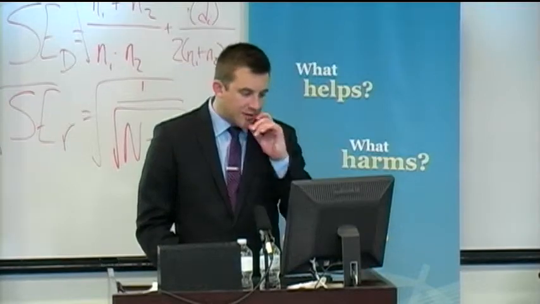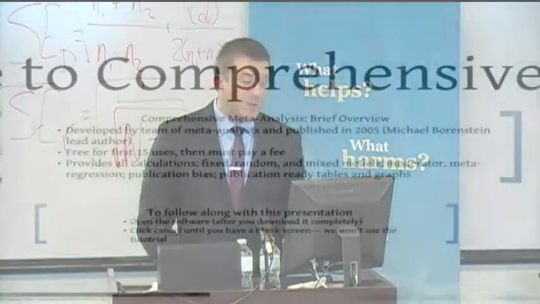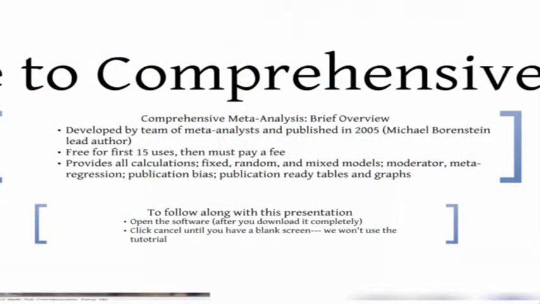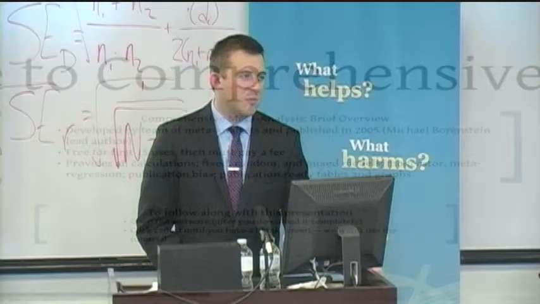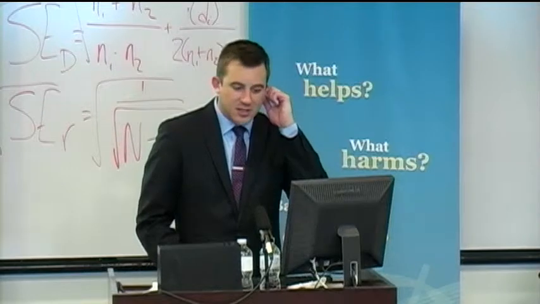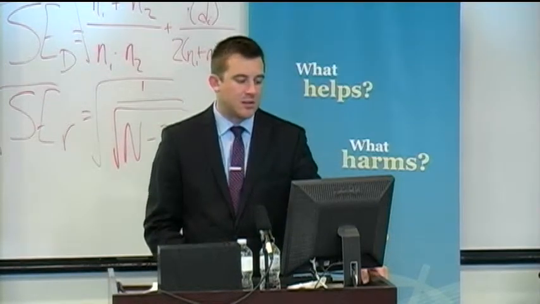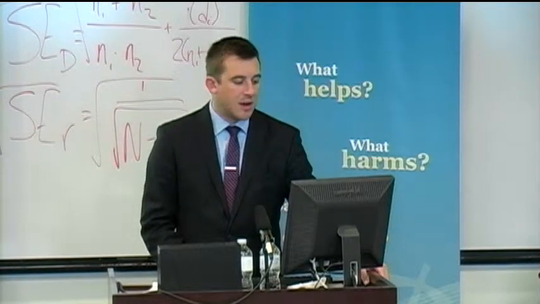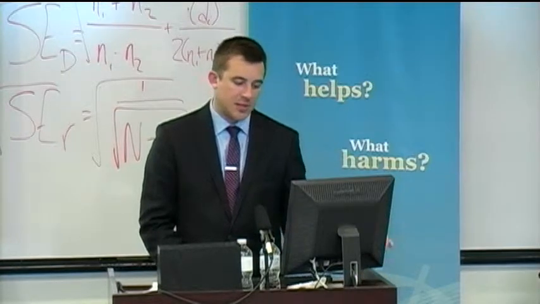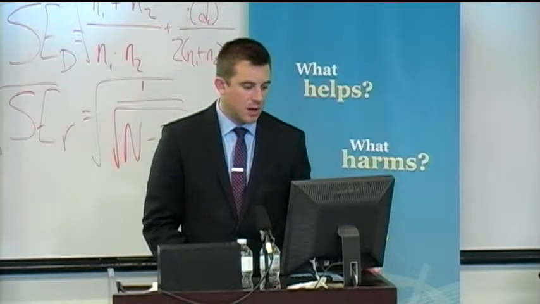Okay, so CMA was developed. The first version was developed by Michael Borenstein almost by himself in the late 90s, early 2000s, and then a team of meta-analysts got together over the course of a few years. Terri Pigott was one of them, Sandra Jo Wilson, David Wilson, all the people who've been talking to you. They all got in a room for a number of sessions and came up with this Comprehensive Meta-Analysis software, and it was published in 2005, and it provides a number of different things.